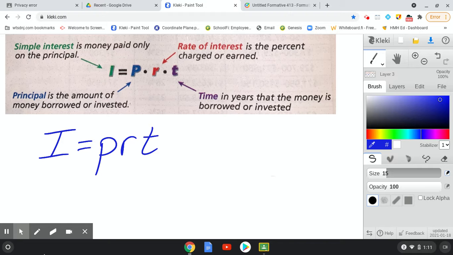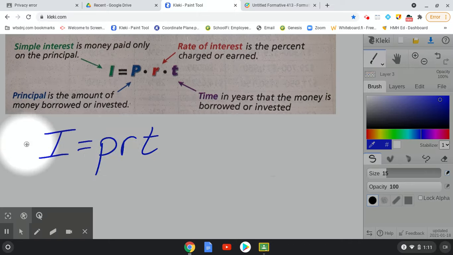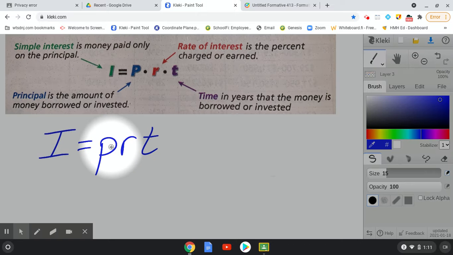Now we can rearrange this formula. If you were solving and they were asking for the simple interest, you would want it in this form. You want the simple interest by itself. But let's say they wanted you to find what the principal was. So we would rearrange this formula so the P, principal, was by itself. And this is how you would do that.